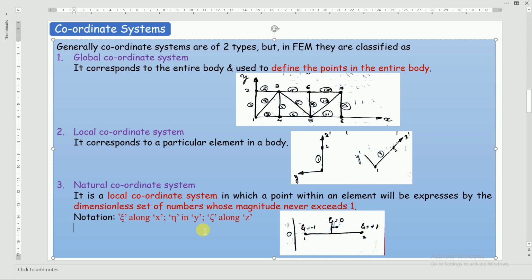So if you are deriving the shape functions for the 1D case in natural coordinates, you will only have xi. If you are doing the 2D case, you have xi and neta. If you have the 3D case, you have xi, neta, and zeta, all 3. So you can proceed now.